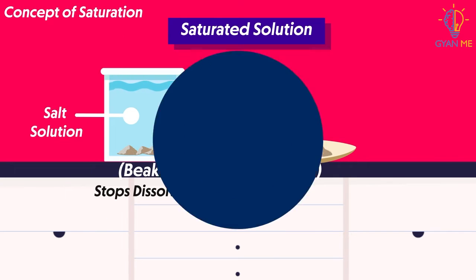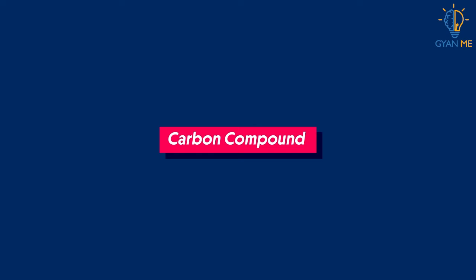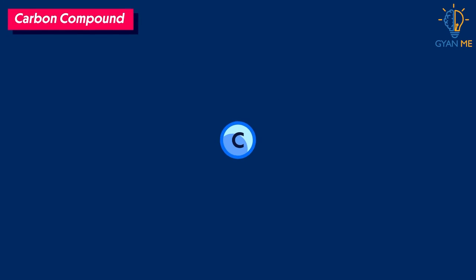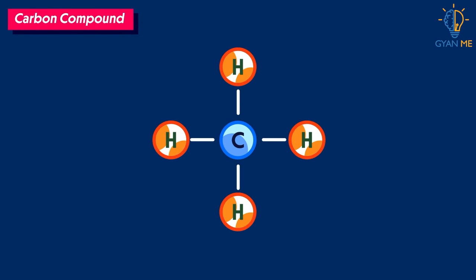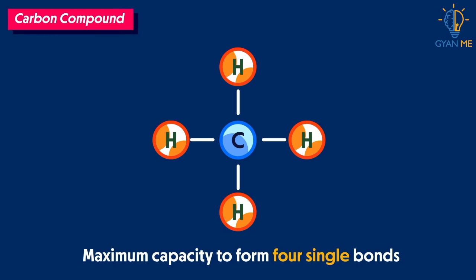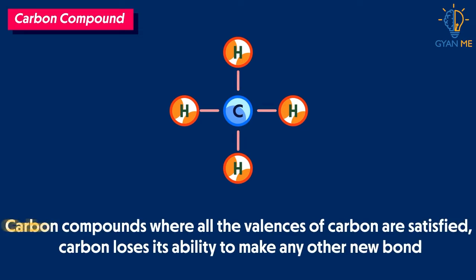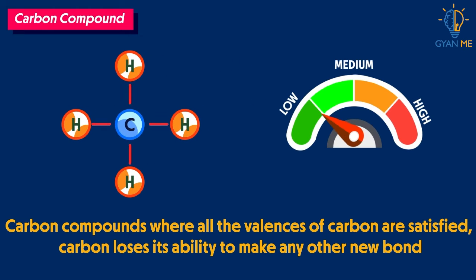Something similar happens with the carbon compounds as well. We know that the valency of carbon atom is 4. So it has maximum capacity to form 4 single bonds, isn't it? So in carbon compounds where all the valencies of carbon are satisfied, carbon loses its ability to make any other new bond. Or in other words, it reaches its maximum capacity of bonding.